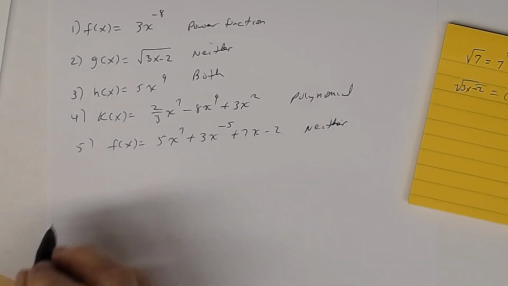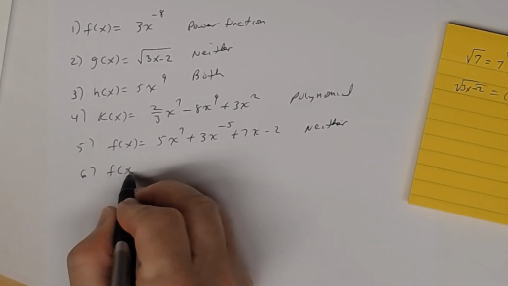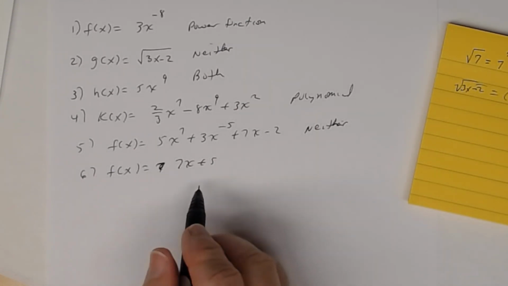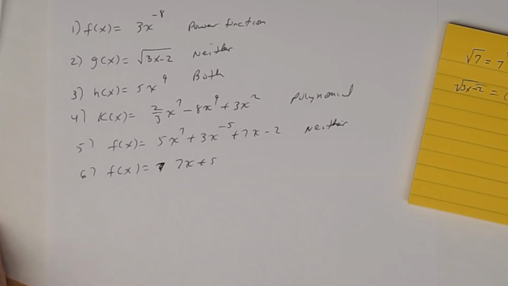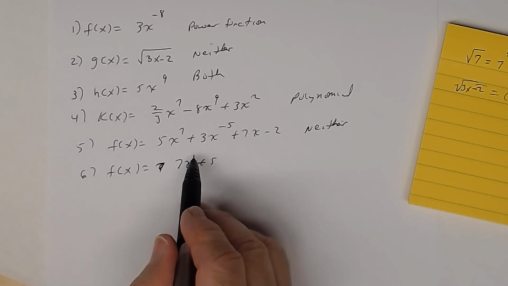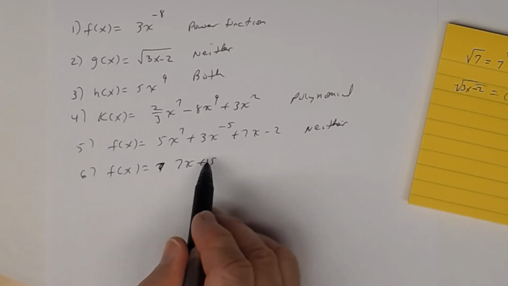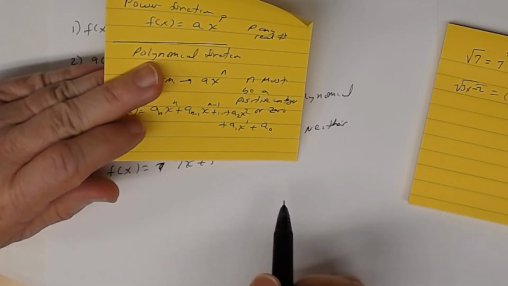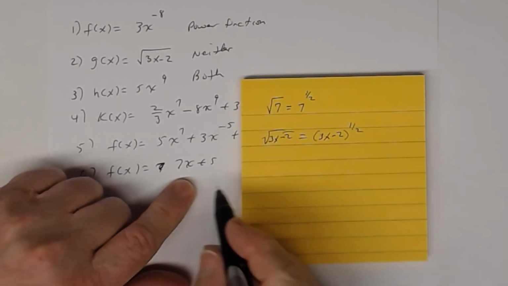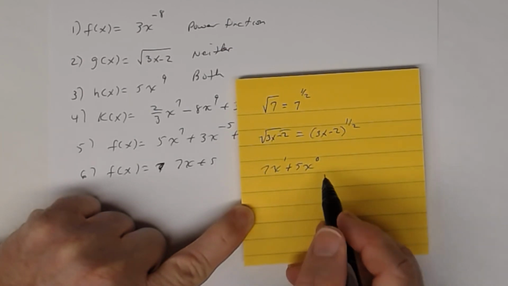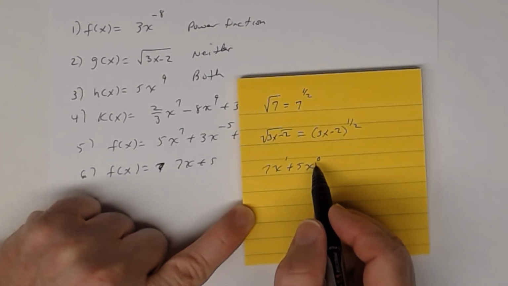Okay, number 6. We have f of x equal 7x, let me rewrite it, 7x plus 5. So notice that you have two terms, so it cannot be a power function. So is it a polynomial? And the answer is yes. So your exponent here is 1, and then you have a constant 5. Now, remember I said the exponent is a positive integer or 0, right? So notice, see this expression right here? I can write it like this: 7x to the first plus 5 times x to the 0. So that's where you see that 0. So x to the 0 is 1. 1 times 5 is 5.